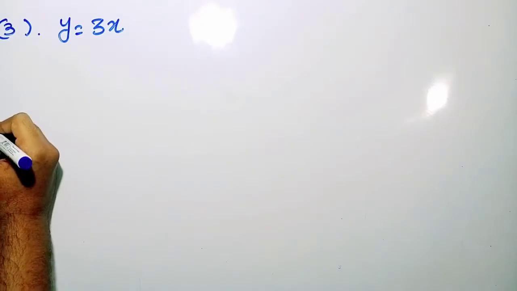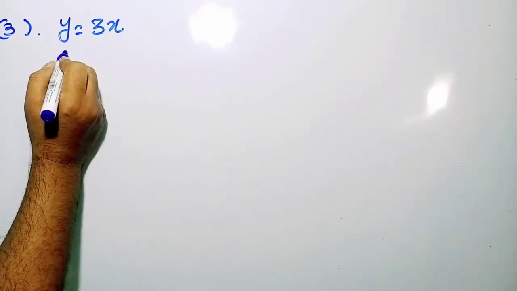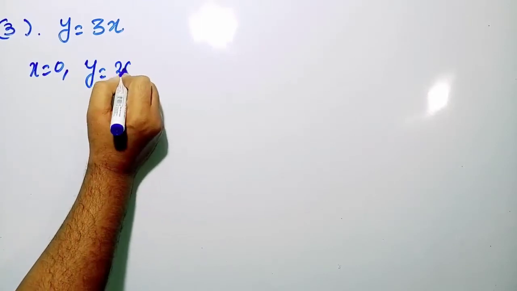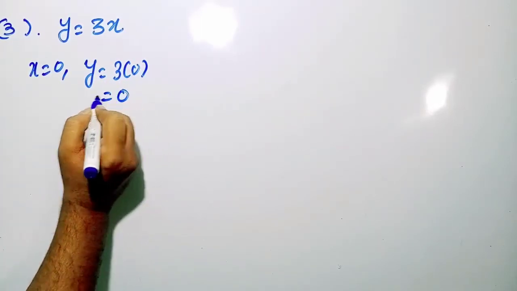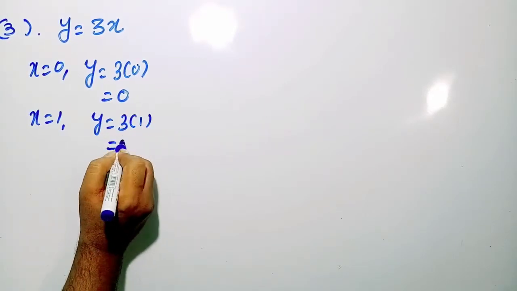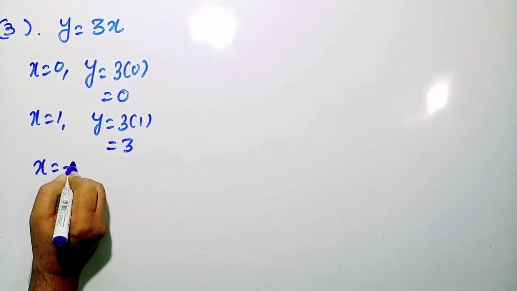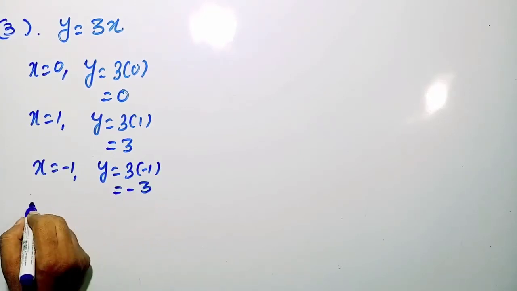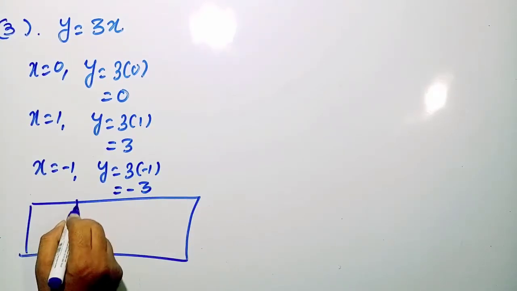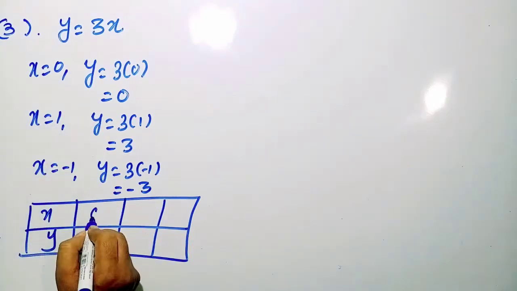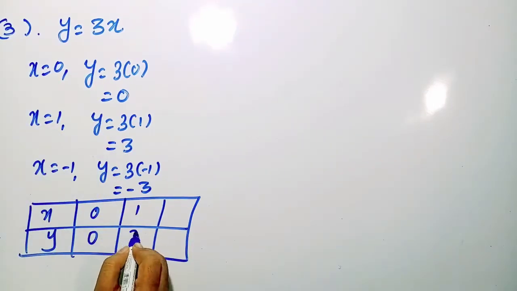Question number 3, y is equal to 3x. Suppose x is equal to 0, y will be 3 into 0, 0. Now x is equal to 1, so y is equal to 3 into 1, so we are getting y is equal to 3. x is equal to minus 1, so y will be 3 into minus 1, minus 3. Now tabulate these points in the form of x and y. x is 0, y is 0. x is 1, y is 3.